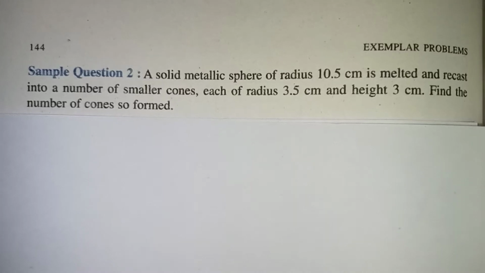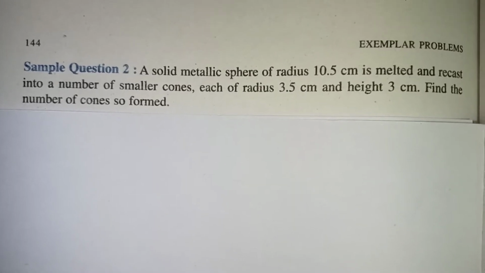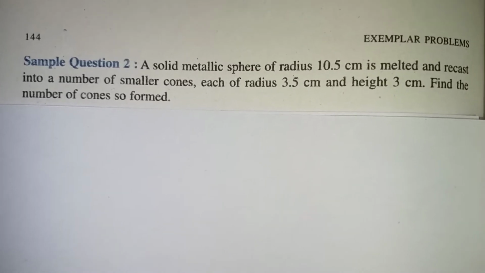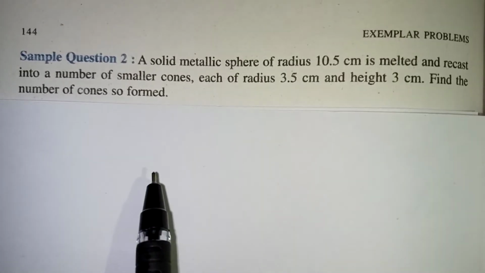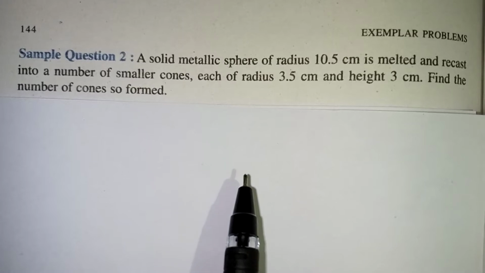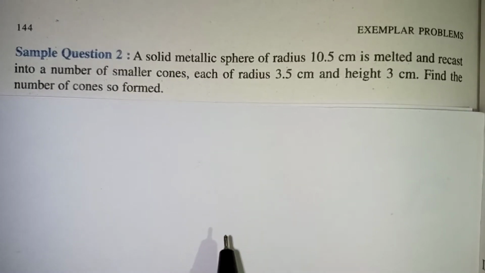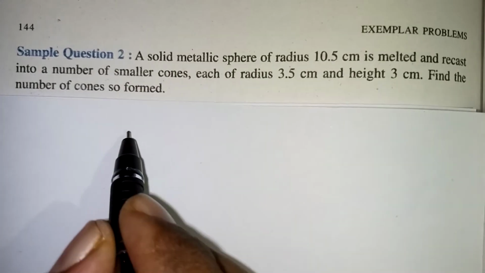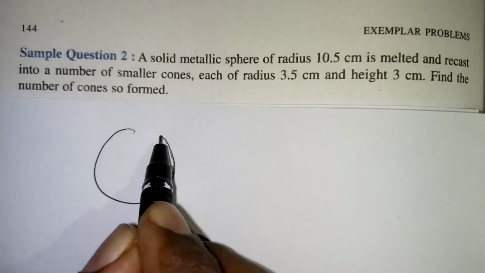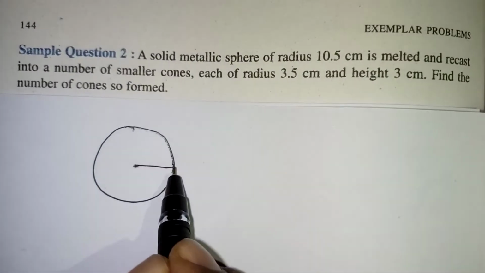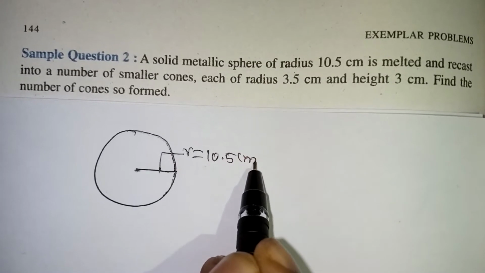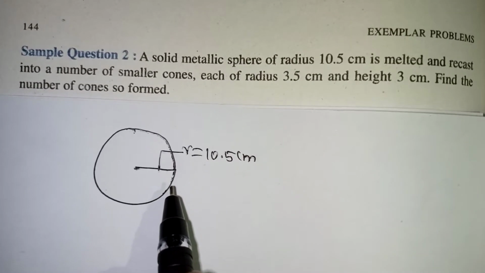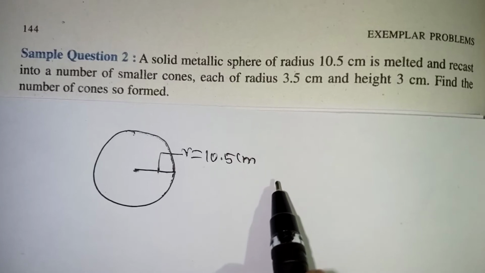Hi students, in this video we are going to learn an important question from surface area and volume from the Exemplar book. Look at the question. A solid metallic sphere of radius 10.5 centimeter is melted and recast into a number of smaller cones.